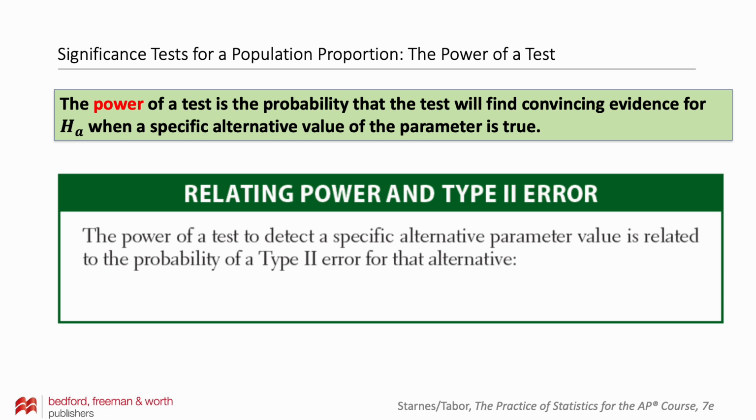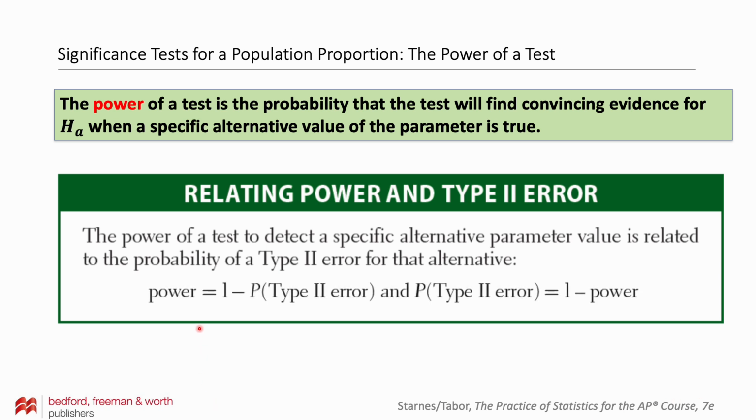These are the only types of calculations you'll be asked to do when finding the power of a test. So here we have the power is equal to 1 minus the probability of type 2 error. And doing the math, the probability of a type 2 error is going to be 1 minus the power. So they will either give you the probability of the type 2 error to find the power, or they'll give you the power to then find the probability of a type 2 error.